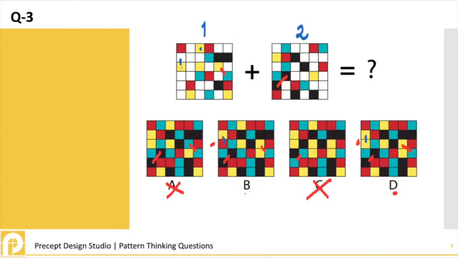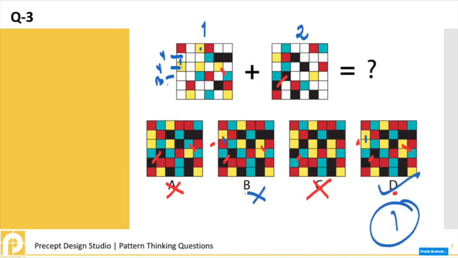So it is yellow. This part will have yellow, this part will also have yellow, and this part at the bottom will have blue coming from here. So option B, which says yellow, red, blue together, is wrong. Correct answer is option D.